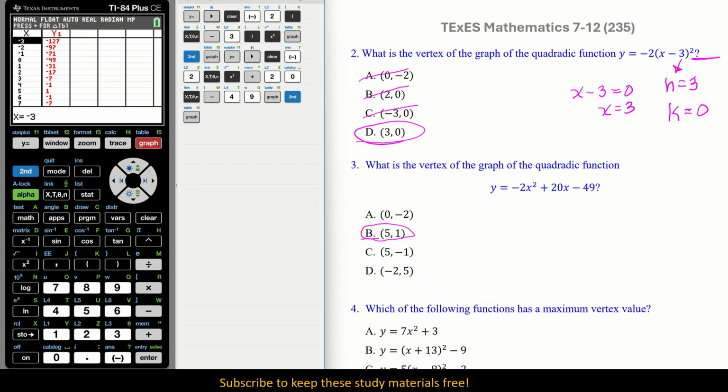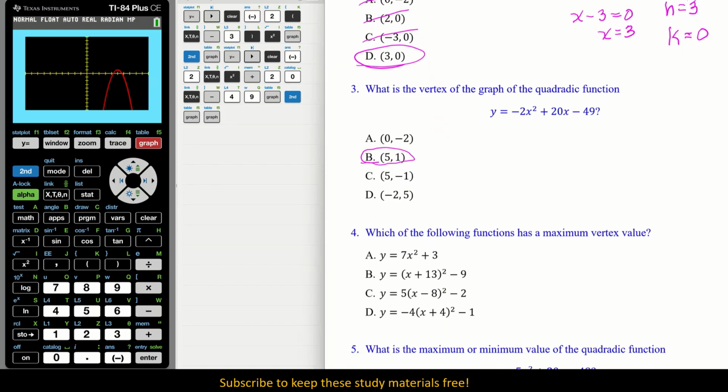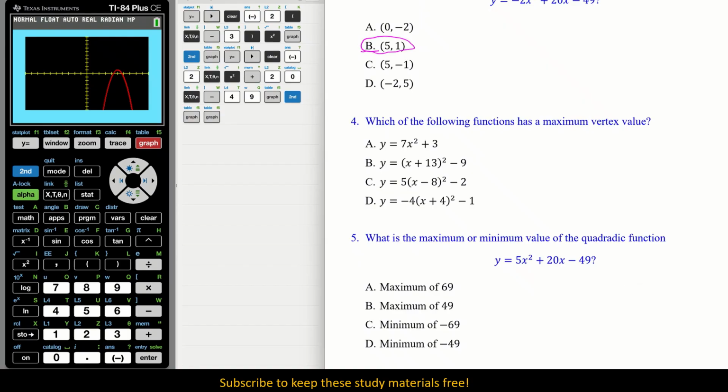Now, as you see, and by the way, because -2 opens down, notice it opens down, we will have a maximum, and that will be a maximum value of y equals 1. Just to reiterate that. However, we verified B is the option, so we can move on. Now, we have number 4, which of the following functions has a maximum vertex value?